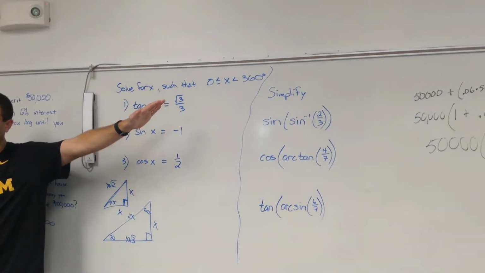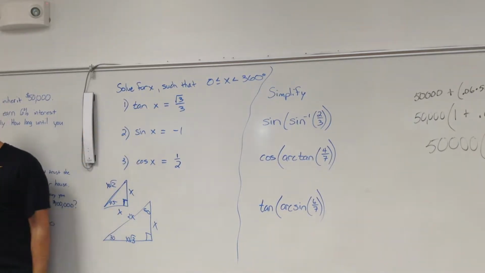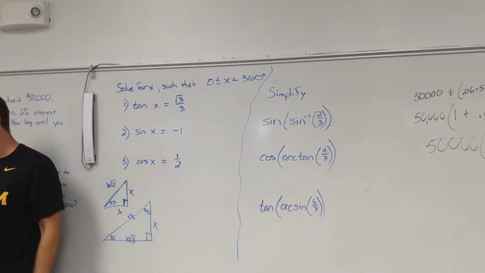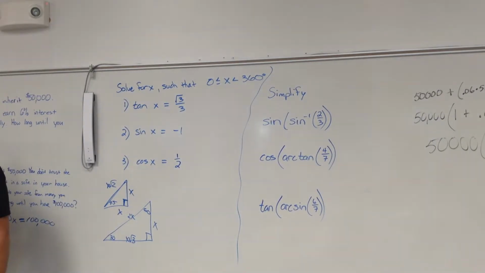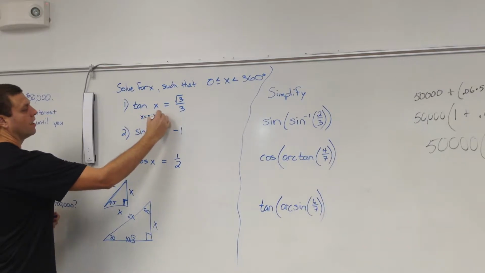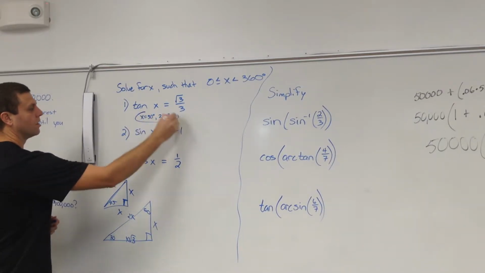Quadrant 1's easy. What's that angle? 30. Quadrant 3, what would that be if you got a 30-degree reference angle? 210. Because 180 plus 30 more, got to be 30 degrees away from the x-axis. So your answer would be 210. So x equals 30 degrees and 210 degrees.